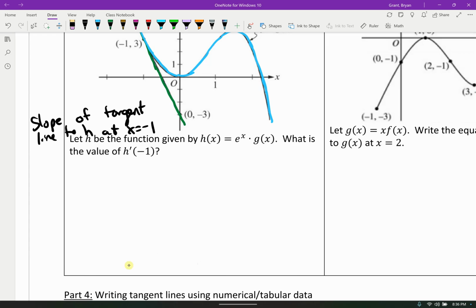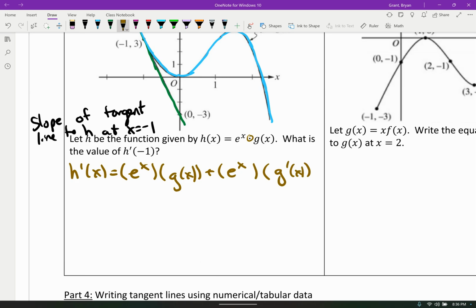So let's just go through that process. To find h prime of -1, the first step is we need to find h prime of x. You can't substitute -1 into an equation you don't have. So I see multiplication. Again, we have a product rule. Good thing we just practiced that. Like so. So we have e to the x is the derivative of e to the x. Keep the second one the same. First one the same. Derivative of the second. So the way we notate the derivative of g is, of course, g prime.